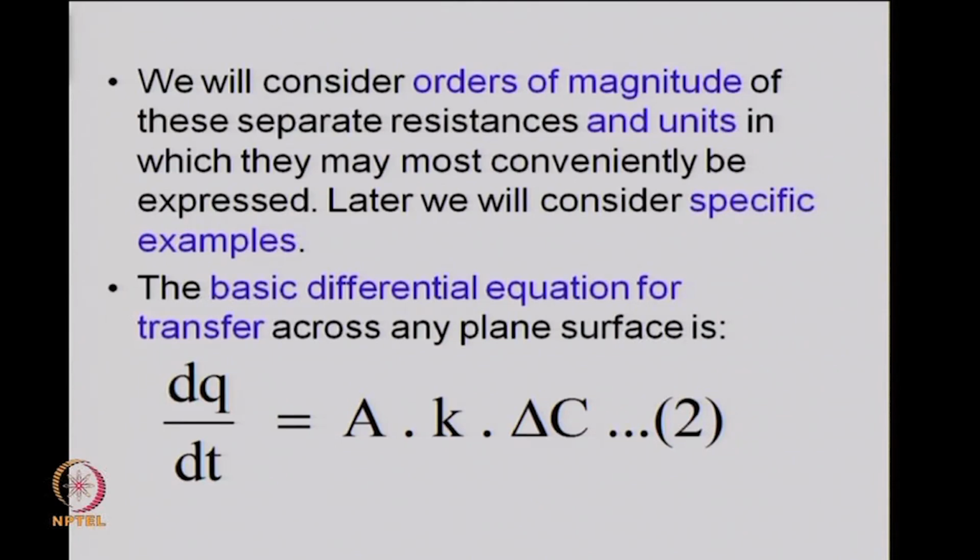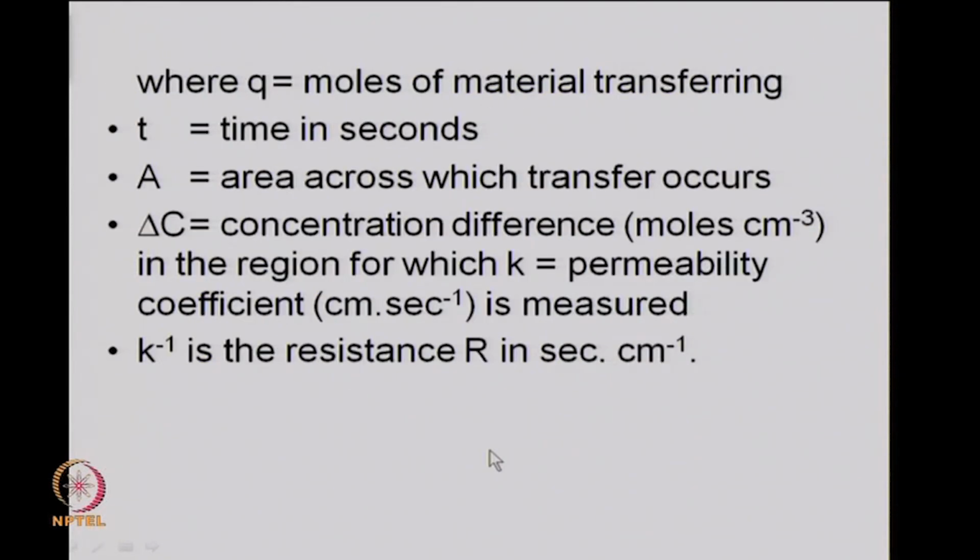So, to get an order of magnitude feel for these resistances, we look at the basic differential equation corresponding to transfer across any plane surface, and that is this dq by dt, where q is the moles being transferred. So, dq by dt is the rate of transfer, moles transferred per time, that would be the area which is perpendicular to the direction of transport, a permeability coefficient or alternatively mass transfer coefficient, and a certain concentration difference which acts as driving force.